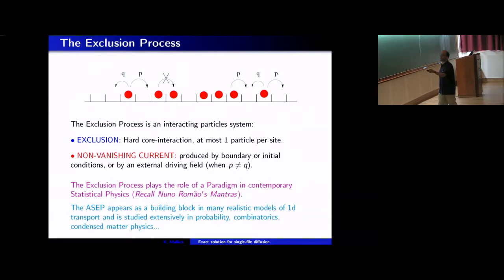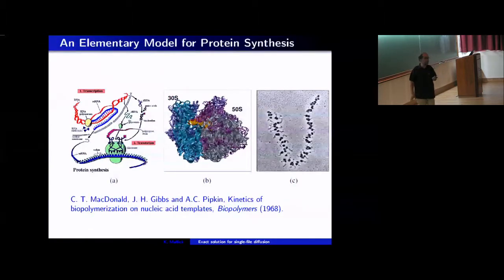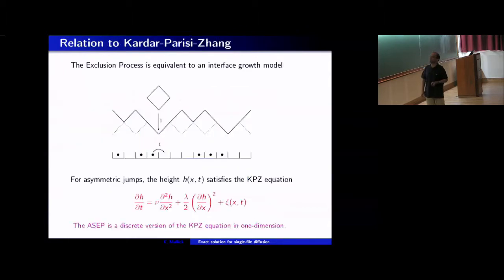Because it's a minimal model, it appears as a building block in many more realistic models in condensed matter, whether hard or soft, but it's also studied extensively in probability, combinatorics, representation theory, and so on, and we'll see some aspects of it soon. It was in fact invented in biophysics 50 years ago, by people who wanted to understand the motion of molecular motors along strands of RNA, but I'm not going to deal with that. But this is a way to convince people that it can be useful for something.